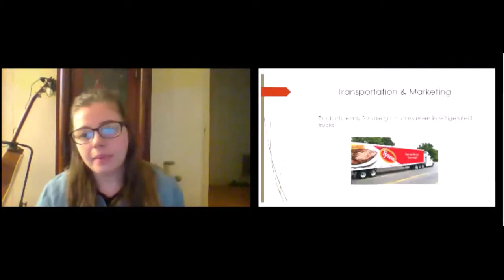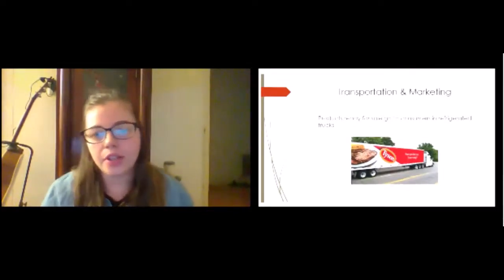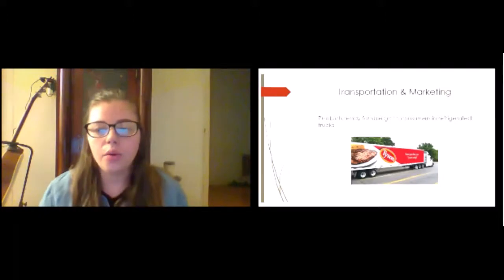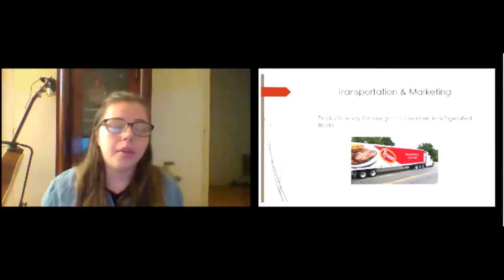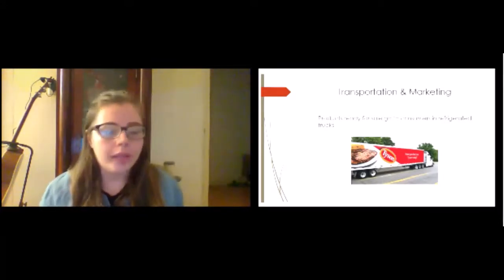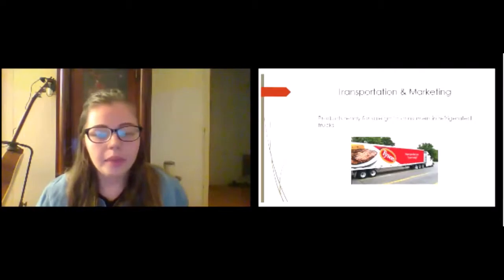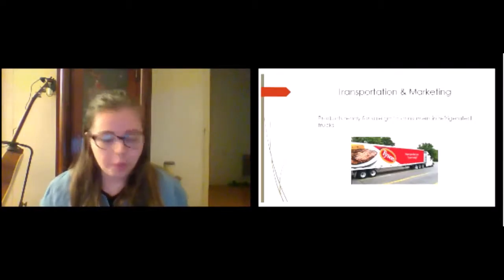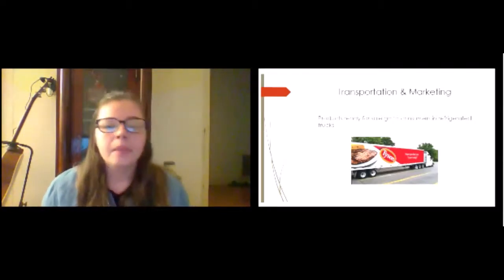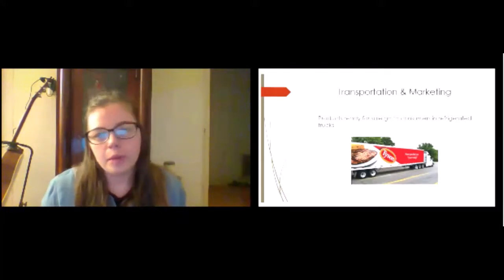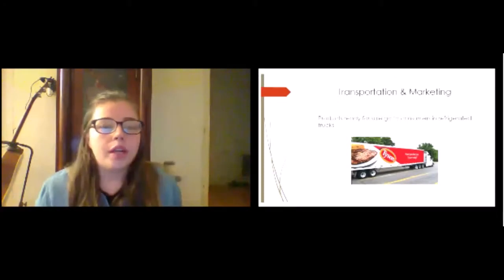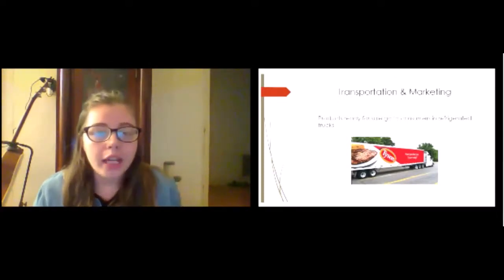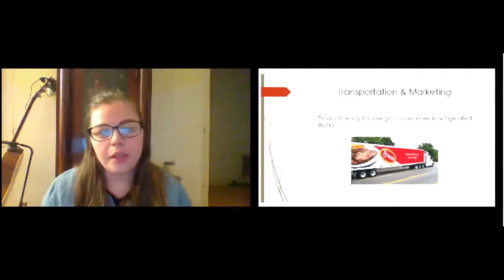The last step is the transportation and marketing. So products ready to go to sale get transported in refrigerated trucks to consumers. This could be grocery stores or restaurants or other places where you're able to buy chicken or turkey or whatever poultry you're working with. But this is the last step, and this is what most people are familiar with. If you see a Tyson truck rolling down the street, or you see a commercial for Tyson or Purdue Chicken, this is what most people are familiar with.